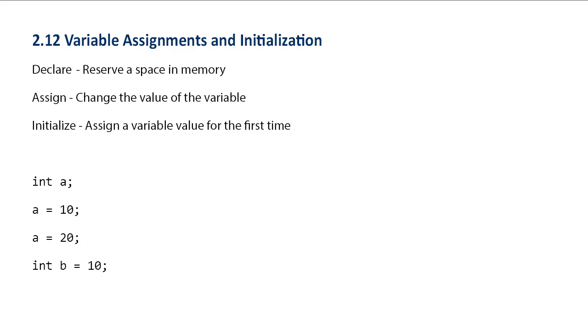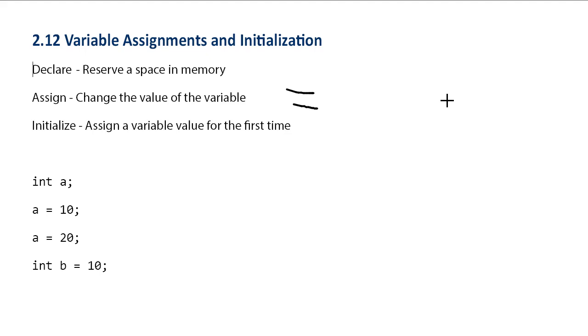Welcome to section 2.12, Variable Assignments and Initialization. This section covers some very important terms. The first is declare. To declare a variable means to reserve some space in memory for it. Assign means to change the value of a variable. And we've seen that to do that we use the equal sign. To initialize means to assign a variable a value for the first time.